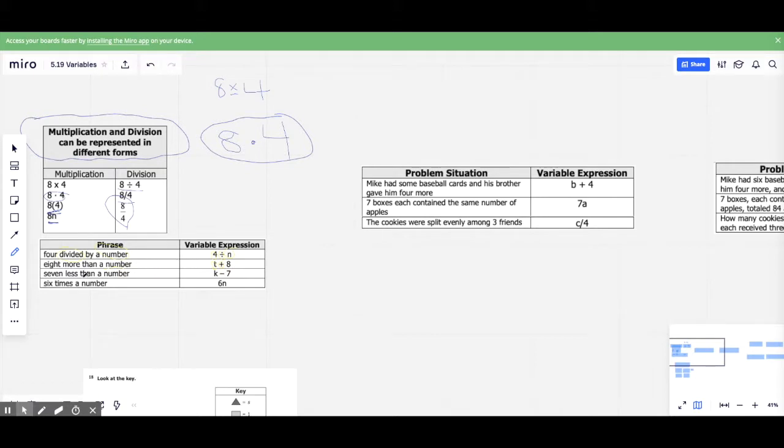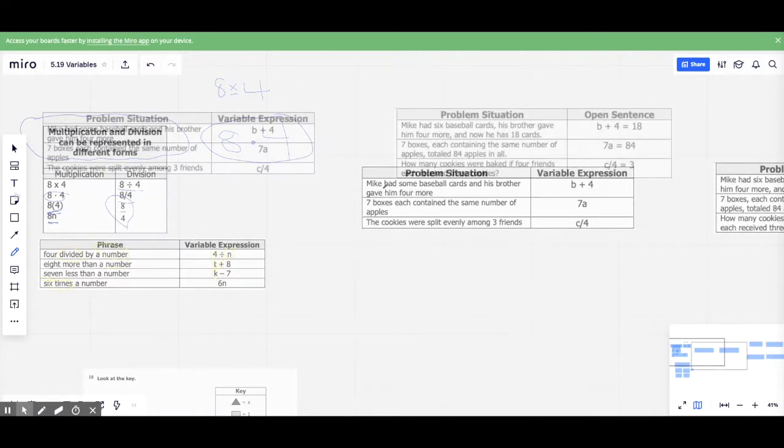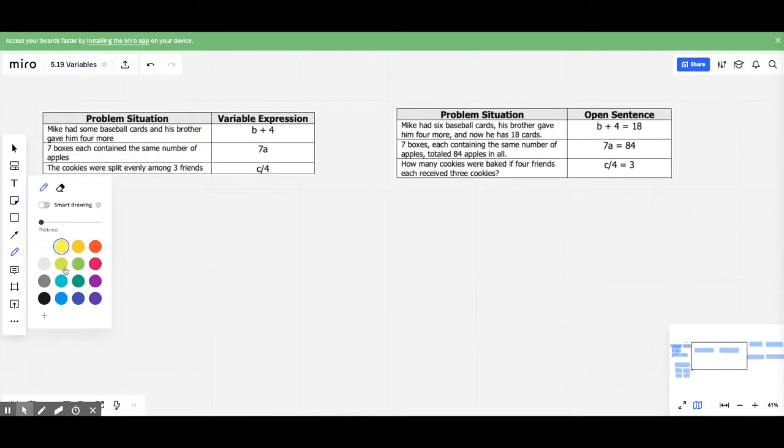7 less than a number, also backwards. We don't know what the number is, so we're going to use k to represent. And then less than, we're taking away from that missing number, and we're taking away 7. Finally, 6 times a number. They really kind of give it away every time by saying times. 6 times a number. So what does this all mean?